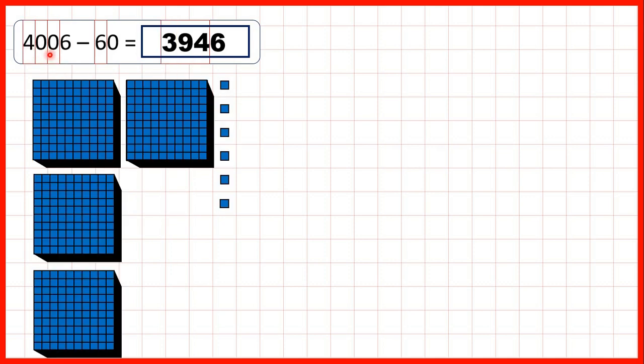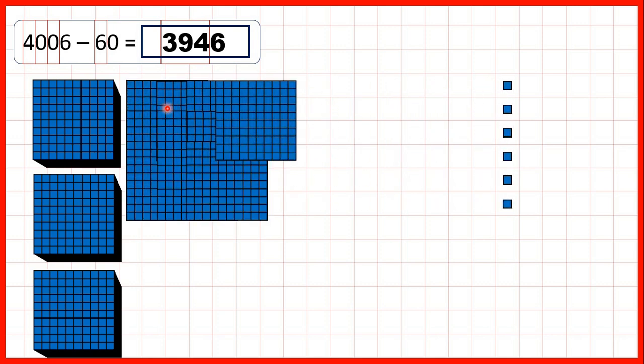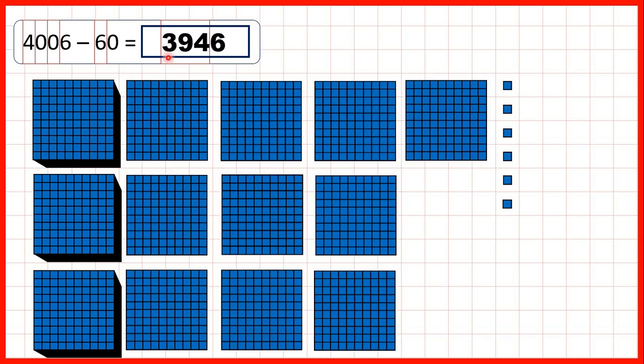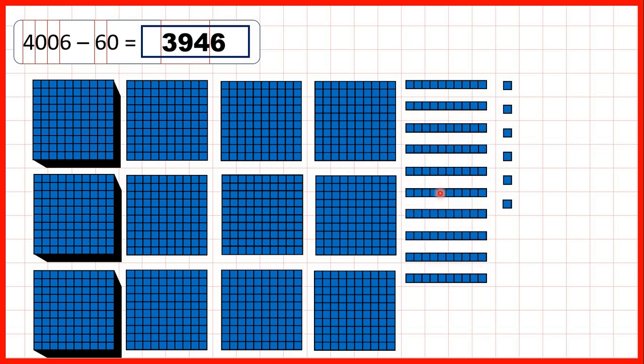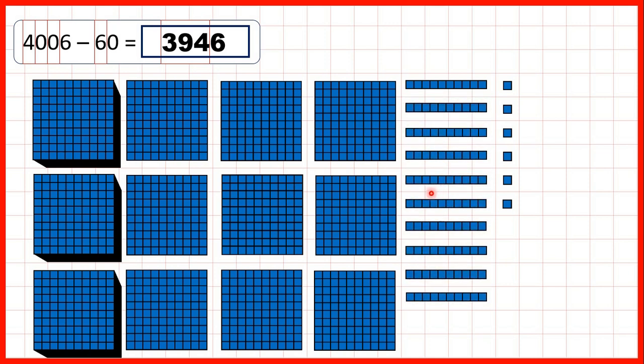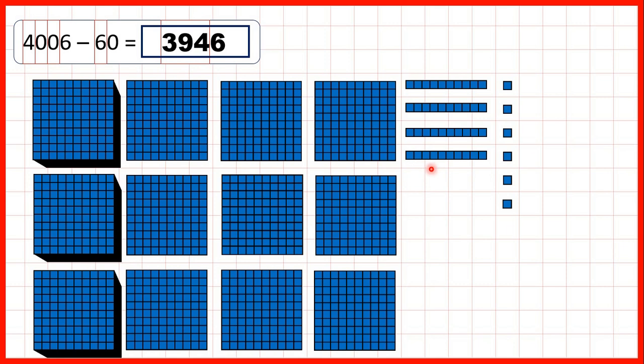Then we started with 4,006. We needed to take away 60, so that's 6 tens, but we don't have any tens. So what we can do is first exchange one of our thousands for 10 hundreds. So that's why our thousands digit of our answer is now a 3. But then we need to take one of our hundreds and exchange it for 10 tens. So now you can see why we have 9 hundreds in our answer. We were taking away 6 tens, and when we do that, you can see that we now have 4 tens in our answer and our ones digit has stayed the same.